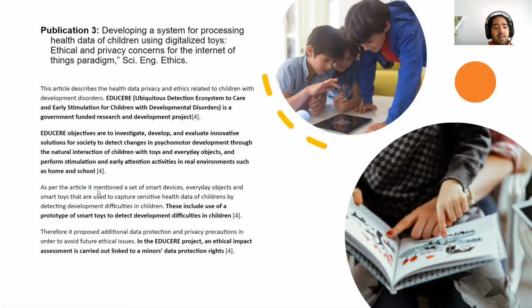As per the article, a set of smart devices and everyday objects are used to capture sensitive health data of children by detecting development difficulties in children. These include the use of prototypes of smart devices to detect development difficulties. And so those are high sensitivity areas. So that's why this publication mainly puts a lot of recommendations about the ethical and security measures for this project. So that's about publication 3.